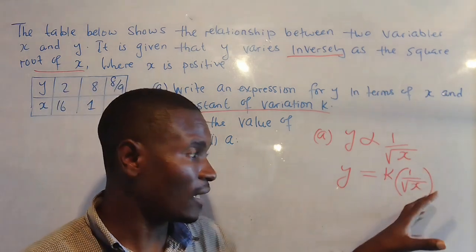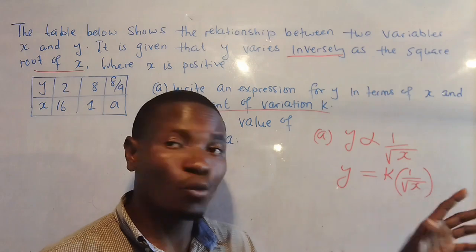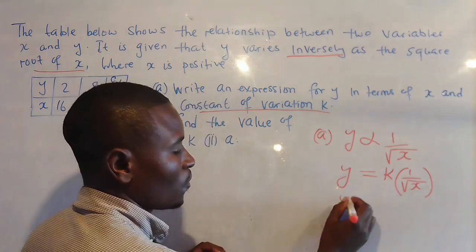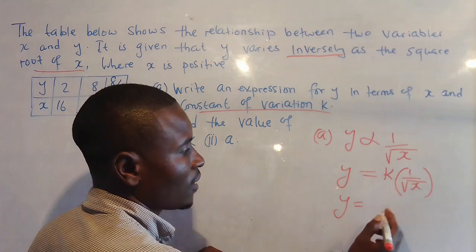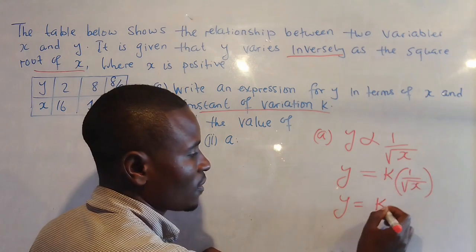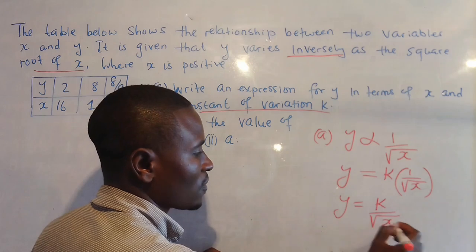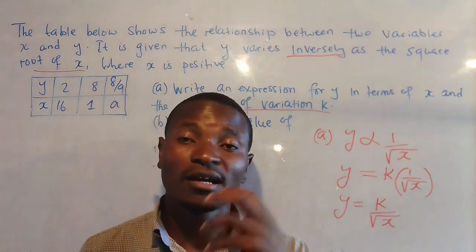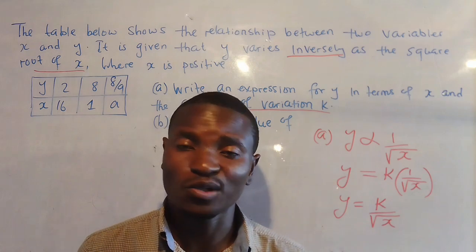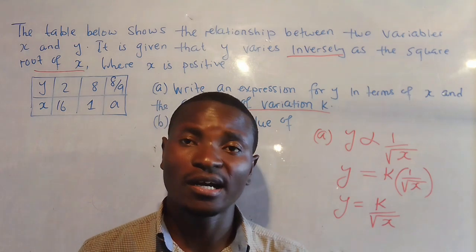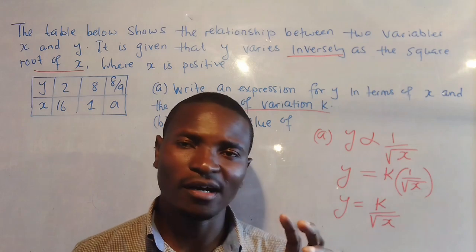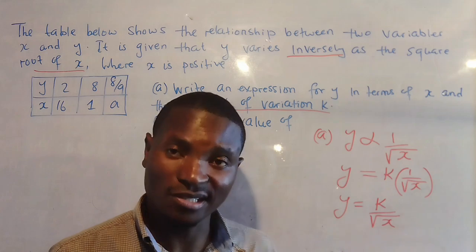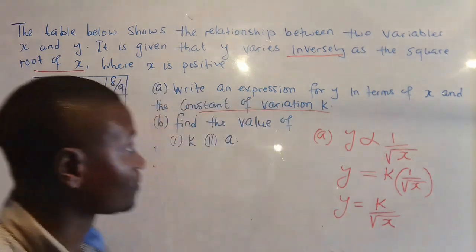Now we have introduced the k, and all we have to do is simplify. So y is equal to 1 times k, or k times 1, which is just k over the square root of x. This is the expression that the examiner requires. I hope you understand how we arrived at this answer. Now let's go to the next question.